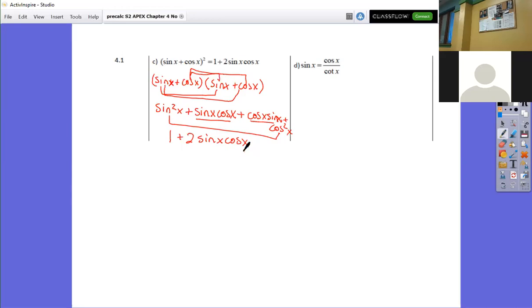All right, so sine of x equals cosine of x over cotangent of x. I start with the more difficult side. Sine of x, I can't do anything with that, right? So let's do the more difficult side. What do you think I should change first? What can I change?